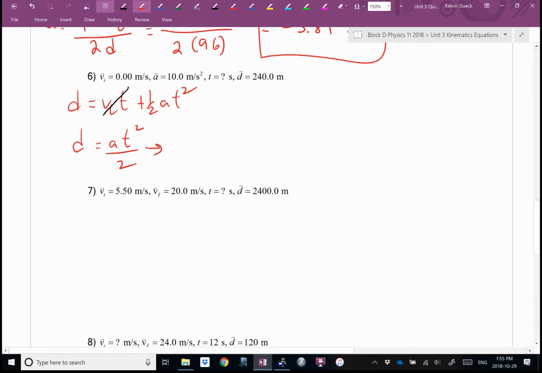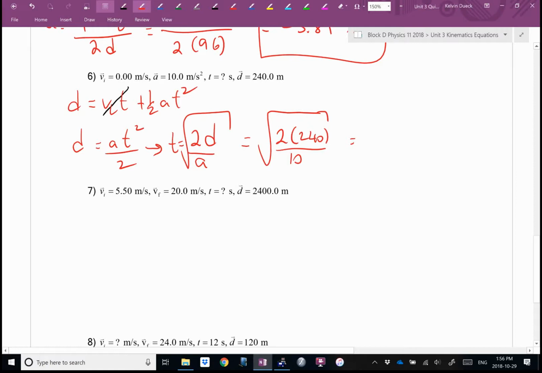How would I get the t by itself? The d drops down like a domino. Not yet. We multiply by 2. We divide by a, and that would give us a t squared. So I have to square root of 2 times 240 divided by 10.